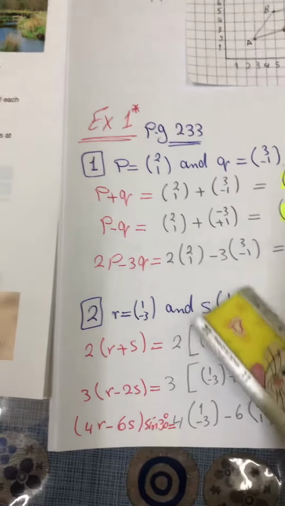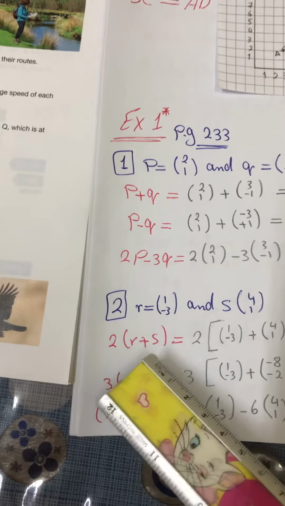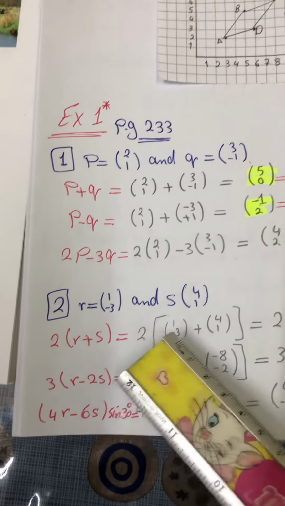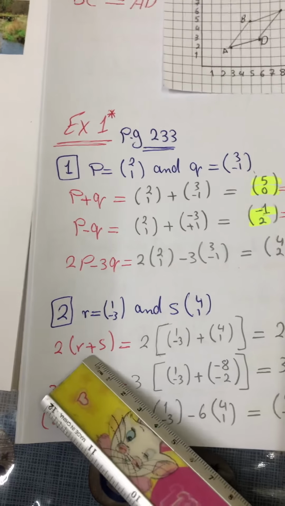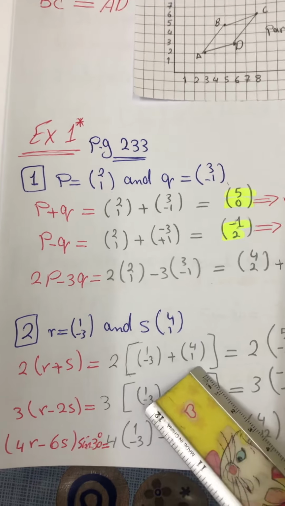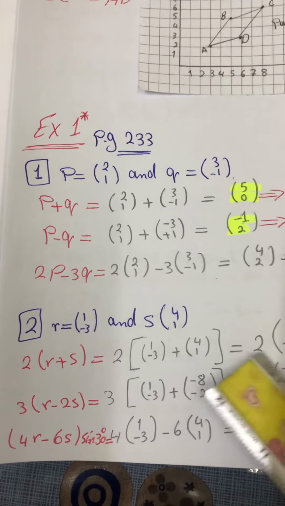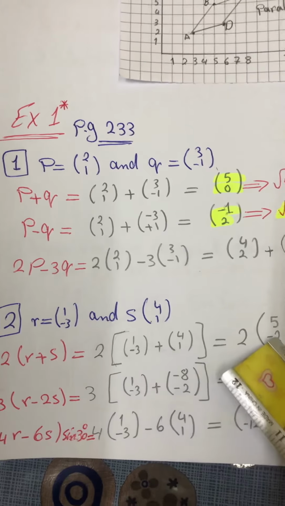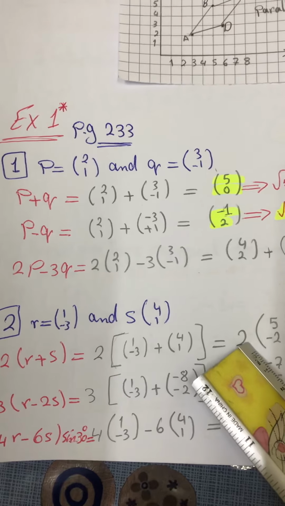In question number 2, I am still in exercise 1 star, page 223. R is (1, -3) and S is (4, 1). I want 2(R plus S). I put 2, open big brackets, and inside it I put R plus S. This is (1, -3) plus (4, 1). I'll keep 2 as it is and find the sum. 1 plus 4 equals 5. Negative 3 plus 1 equals negative 2. All of them are multiplied by 2.